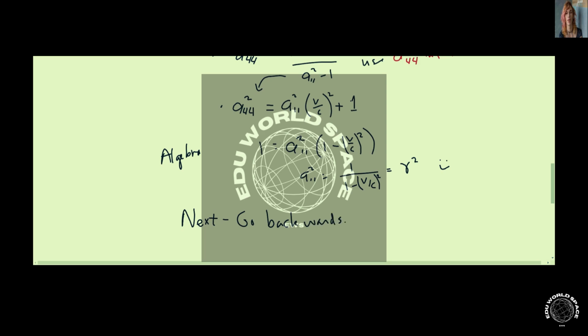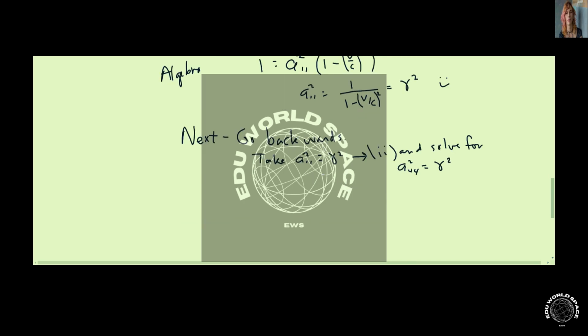That is, take a11 squared equals gamma squared and put it back into equation 2 that just has a44, and solve for a44. And you'll find that a44 squared is equal to gamma squared. And now you can back substitute everything.